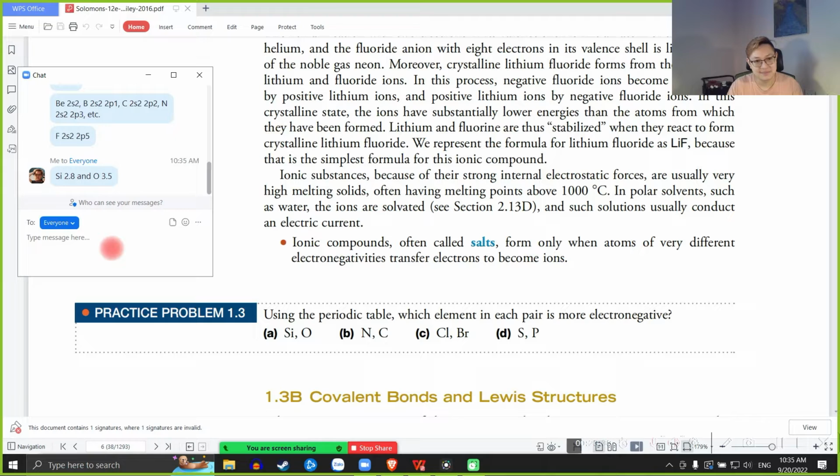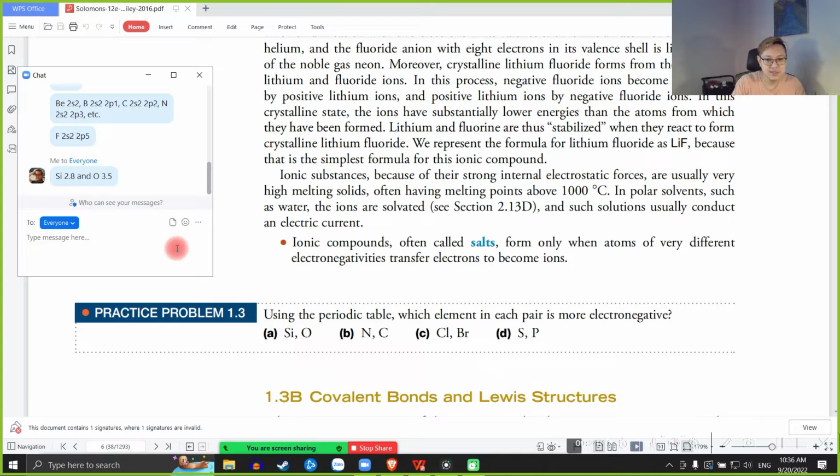1.7 will be ionic. No, it's not ionic. 3.5 minus 1.8 is 1.7, so it will be polar covalent. Yes. They only ask which element in each pair is more electronegative, so of course it's oxygen in this case. But anyway, I ask you even more than that: what kind of bonding is it?